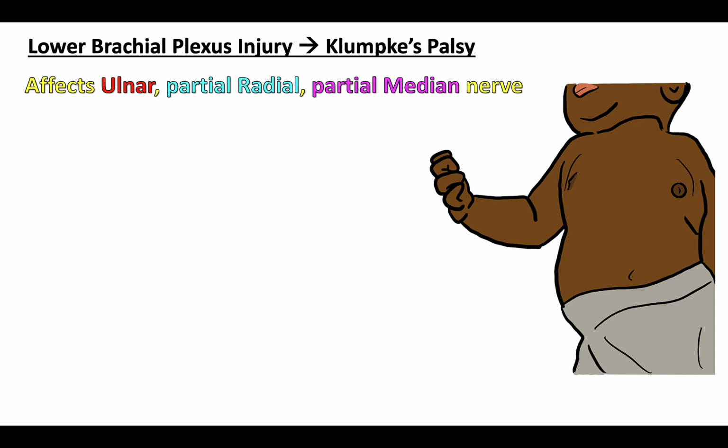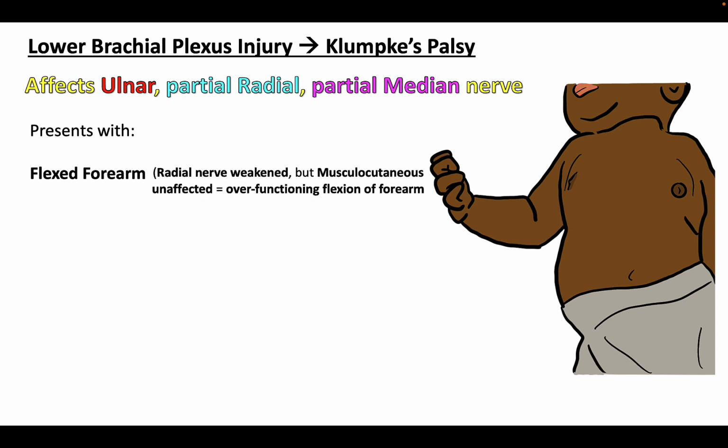These patients typically present with a flexed forearm due to the radial nerve being weakened, but musculocutaneous is unaffected, and over-functioning flexion of the forearm will put it in a flexed position. A supinated forearm. So let's do the math.